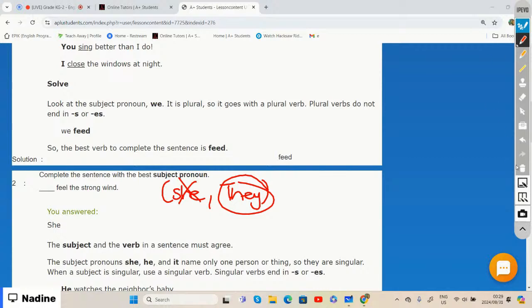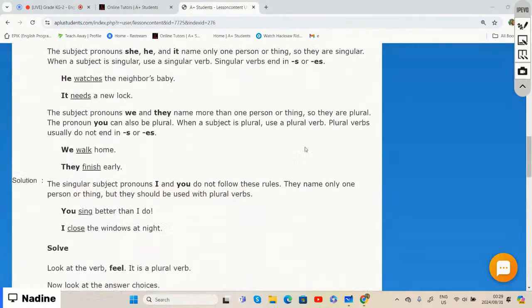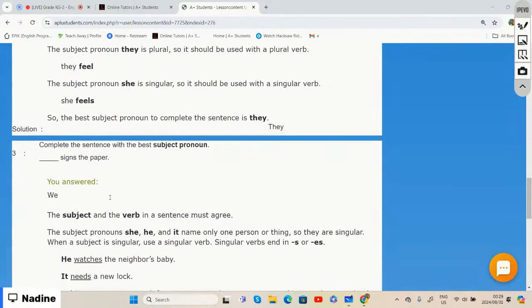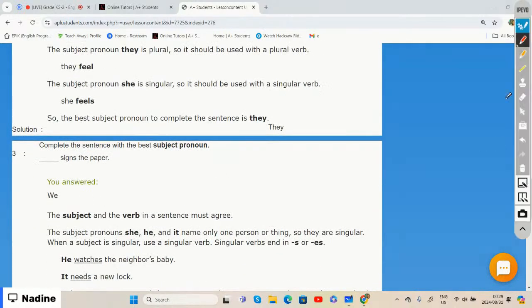All right, then let's look at the last one and then we're going to our test. All right. Do we say we signs the paper? Or do we say he signs the paper? We need to choose one of the correct or best subject pronouns.